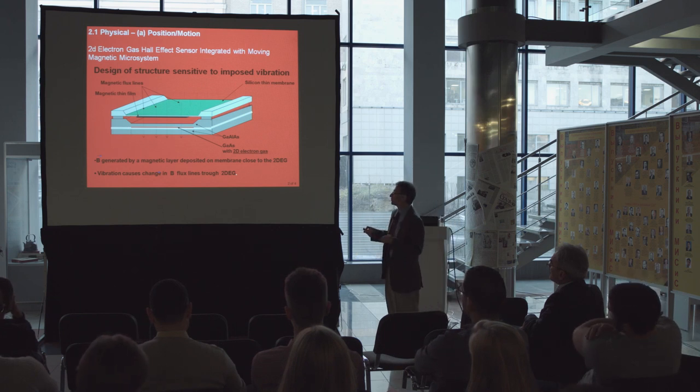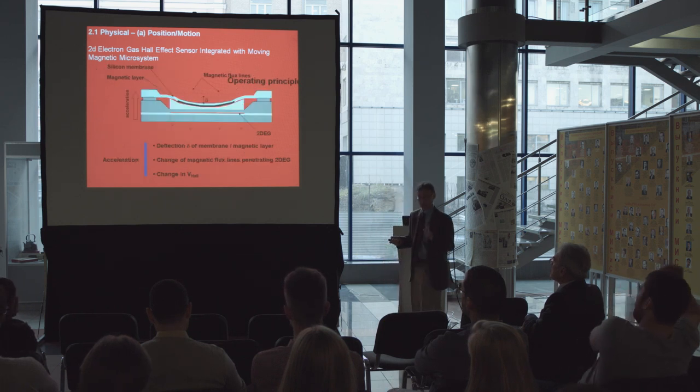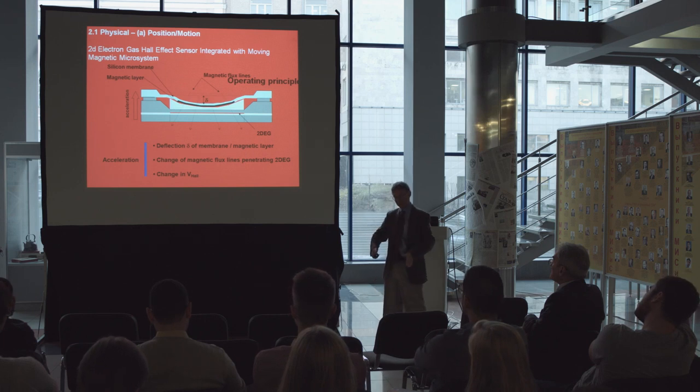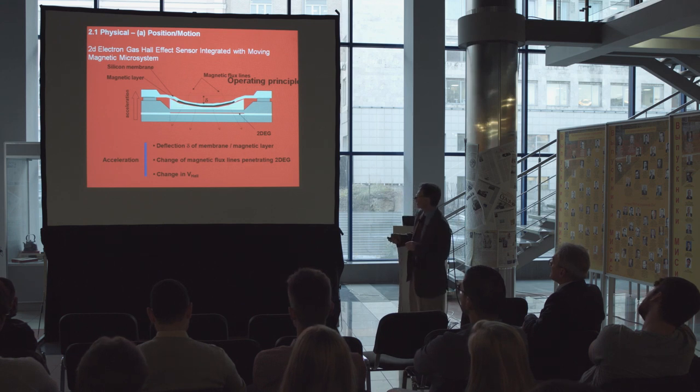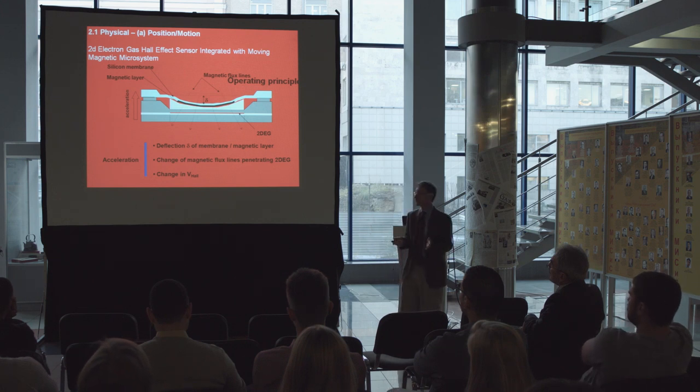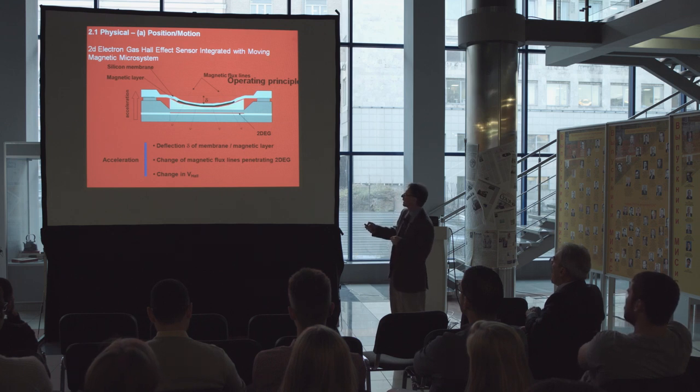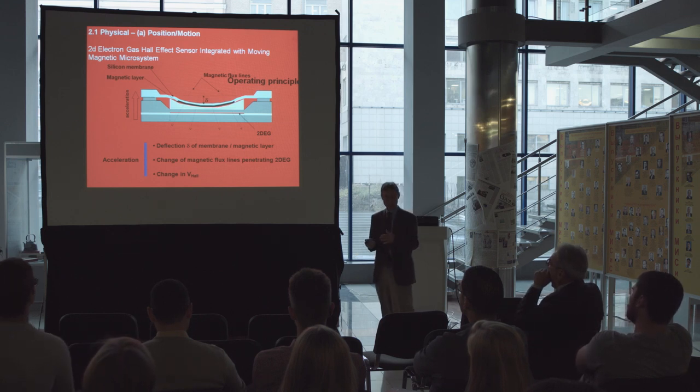And I'll talk about what it is in particular, but the main idea, as you'll see, maybe I'll just go straight to the next slide, is that the deflection or movement of the magnetic layer with respect to the two-dimensional electron gas is changing the penetrating magnetic flux, which is the B, if you like, the BZ in the previous slides. So the change in B is going to give you a change in the Hall voltage. And so all we need is to have a two-dimensional electron gas sensor, which means a Hall effect sensor, down there, and we'll be able to sense what's going on, as in this deflection delta will show up as a VH, or V Hall.